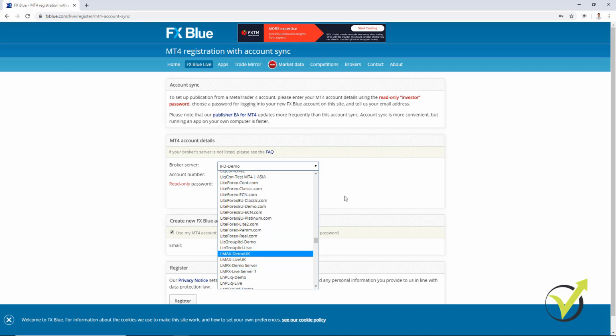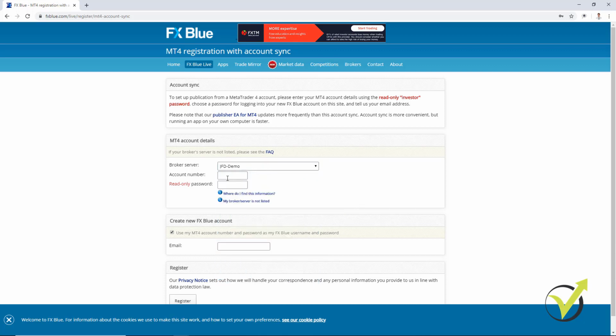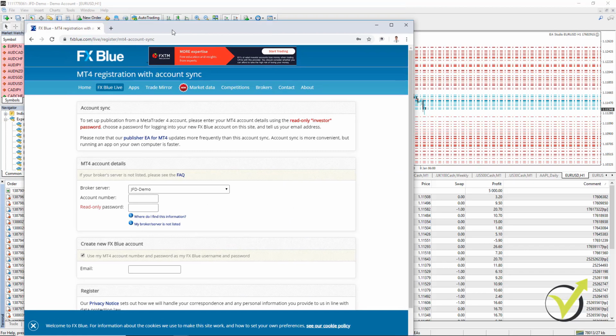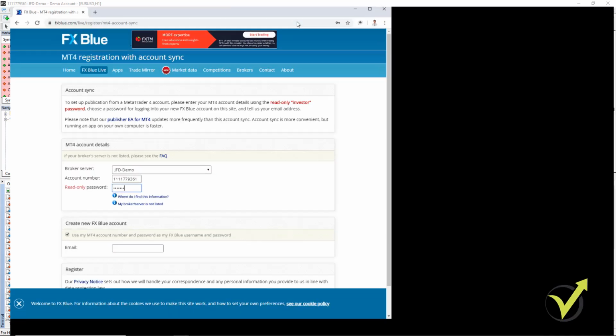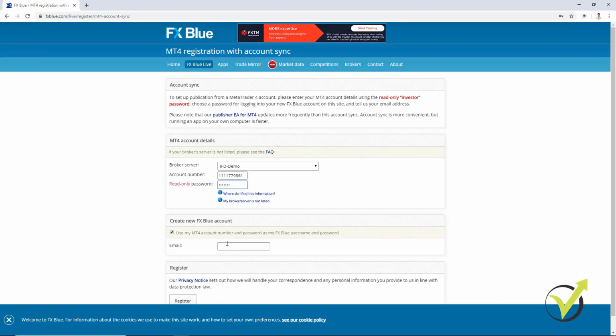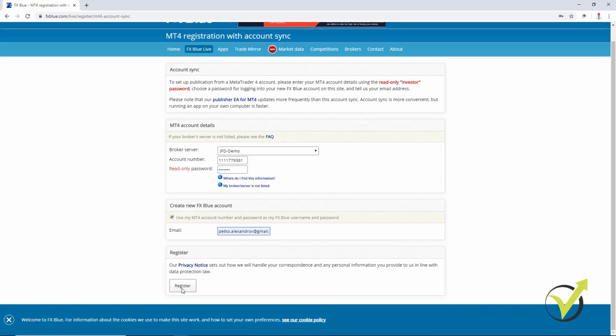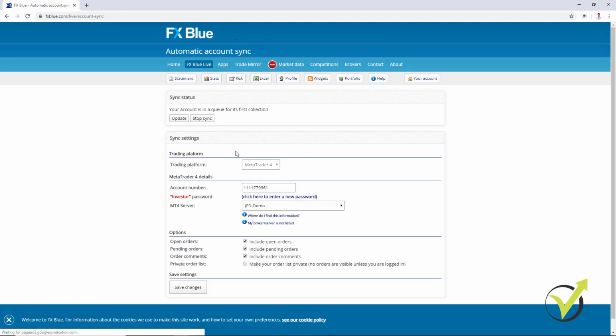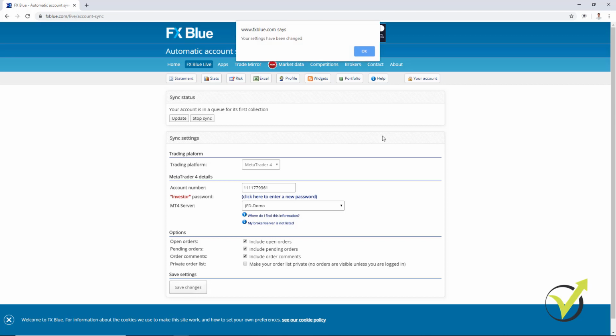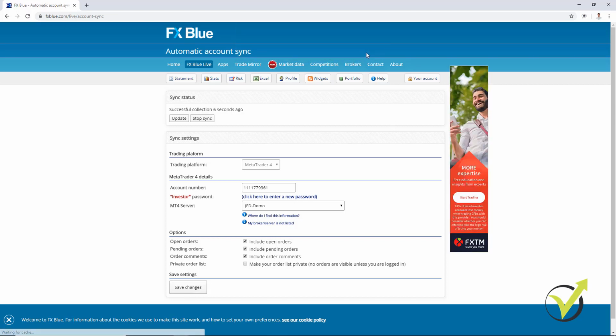But anyway, there is a huge choice that FX Blue displays, and here I will need to enter the account number. Let's have a look at 111779361, and then I will paste the read-only password. This is the investor password, and then I can enter any of my emails, click on register, and this is it. Very important, you need to click on account synchronization, and even if you don't make any changes, click on save changes. This will simply synchronize your account.